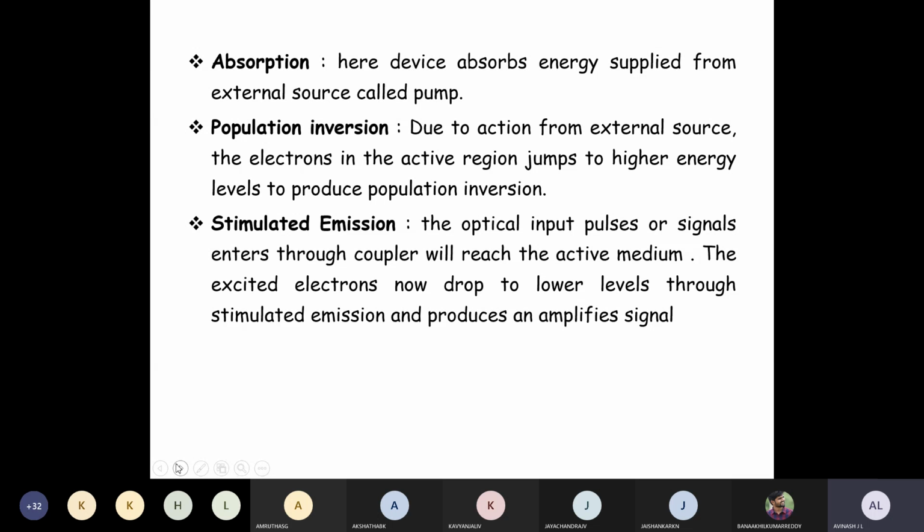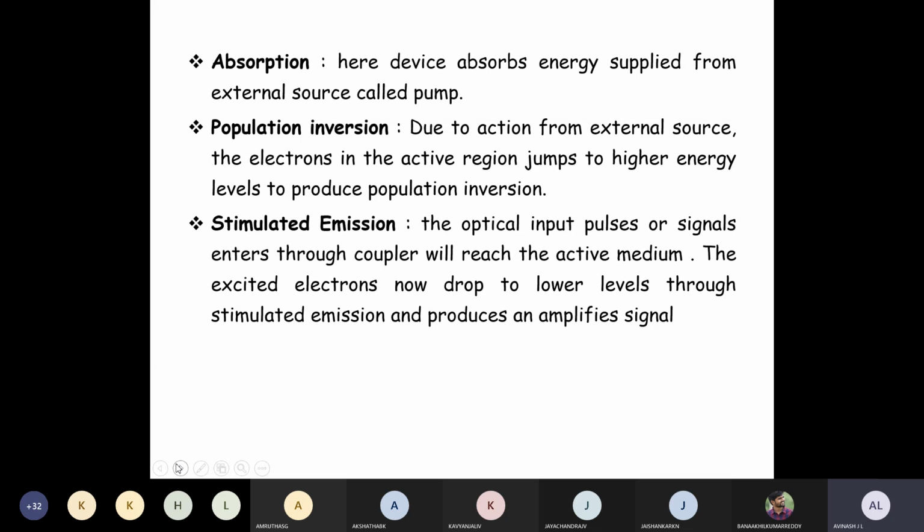the electrons will not sustain at the higher energy level for a longer duration. Once they are not able to sustain there, what exactly happens? They will drop to their original lower energy level only. Once they drop to the original lower energy level, what happens? They will release the photon. So they will release the energy.